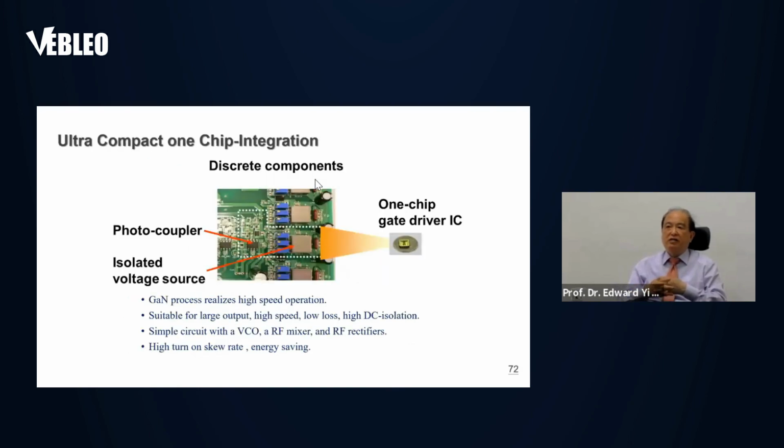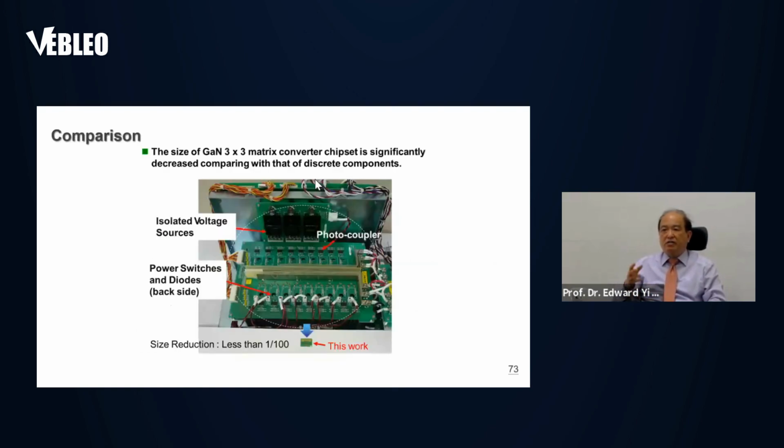And this is just an example of the good part about using gallium nitride as a gate driver. We use the gate driver to realize high-speed operation, and with all the circuit put together, you can see that the gate driver is one chip, which replaces the whole module using discrete components. And this is the size if you replace it with a gallium nitride MMIC: the reduction of the size is to 1/100th of the original size.